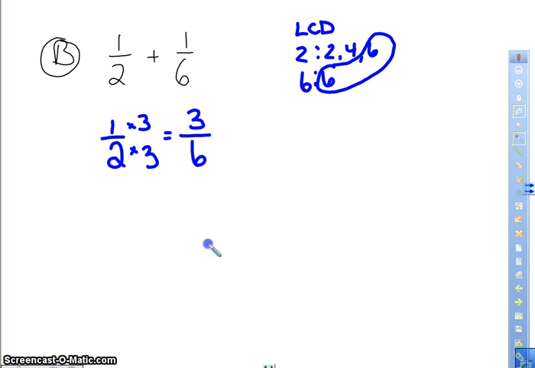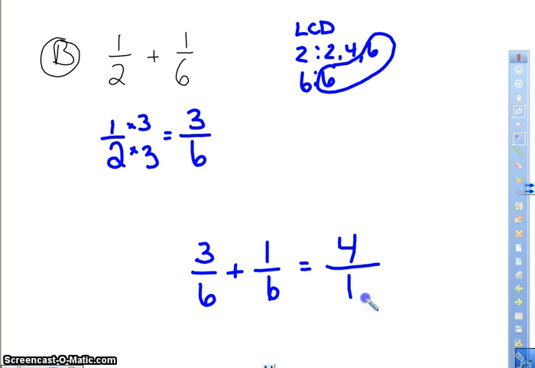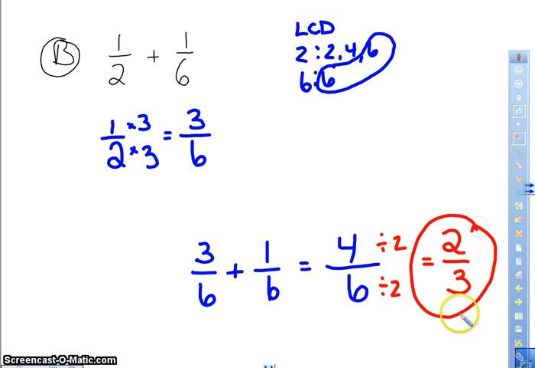Now I have 3/6 plus 1/6, and I'm adding again. So I'm going to take my numerators and do 3 plus 1, which is 4. My 6 stays the same. Now I need to simplify. I know that 2 can go into both 4 and 6. 4 divided by 2 is 2. 6 divided by 2 is 3. And my answer is 2/3. 2/3 is my solution.